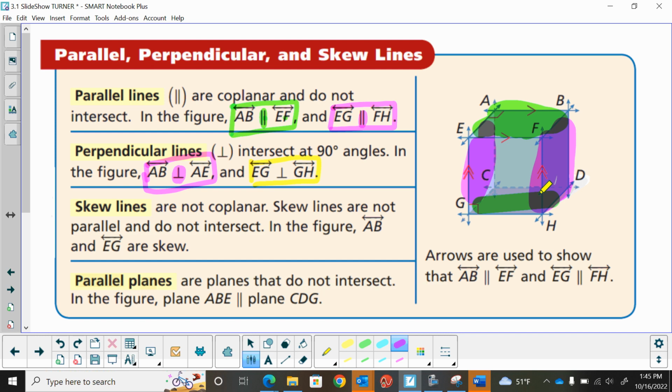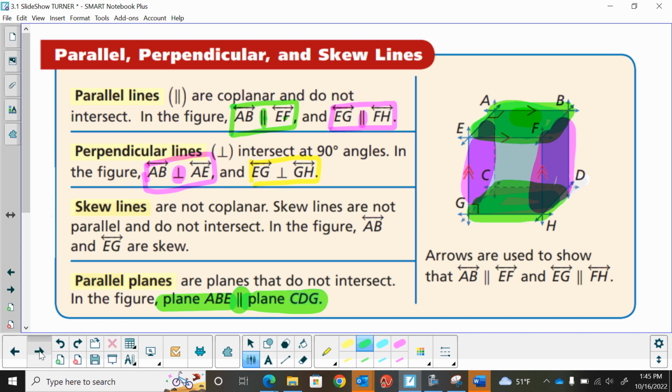And to name parallel planes, if you remember how we name planes, you just write the word plane and then pick three letters of three points on that plane that are not collinear. Okay, we've got the parallel symbol again, and then name your second plane. So plane ABE. So this is back up here to the green, the top plane. And then parallel to the bottom plane, CDG.